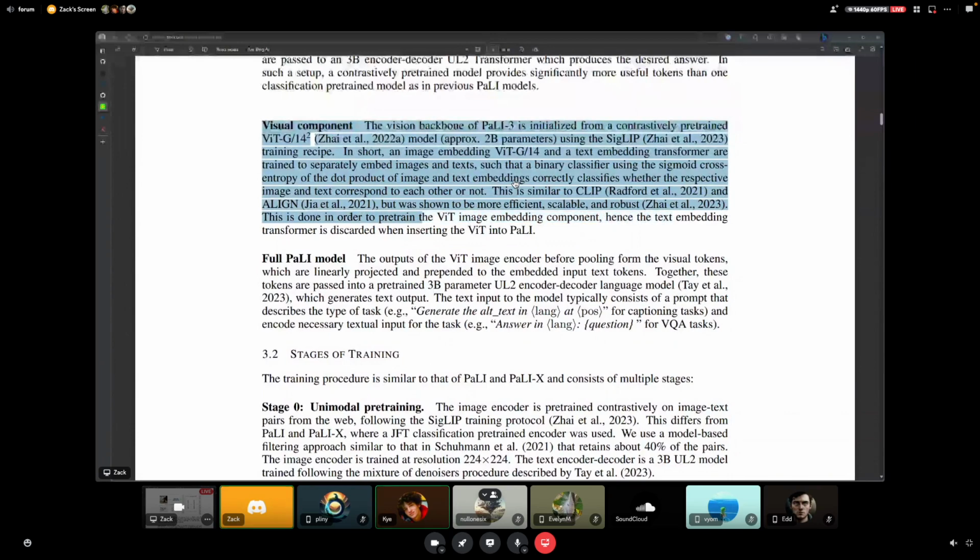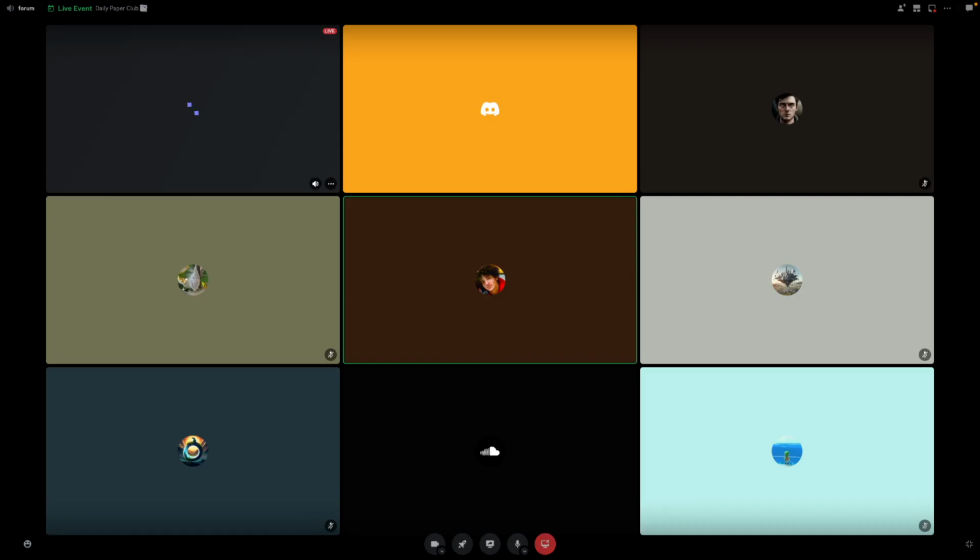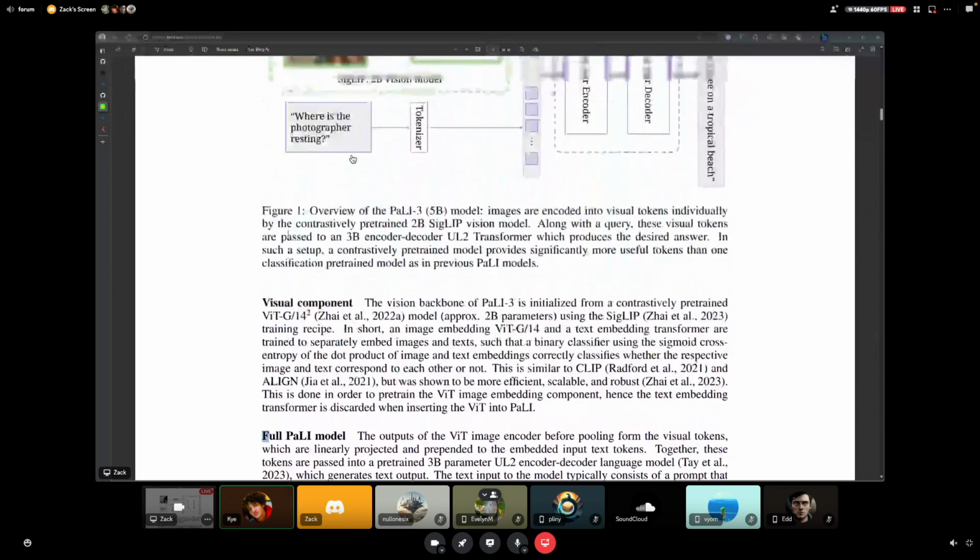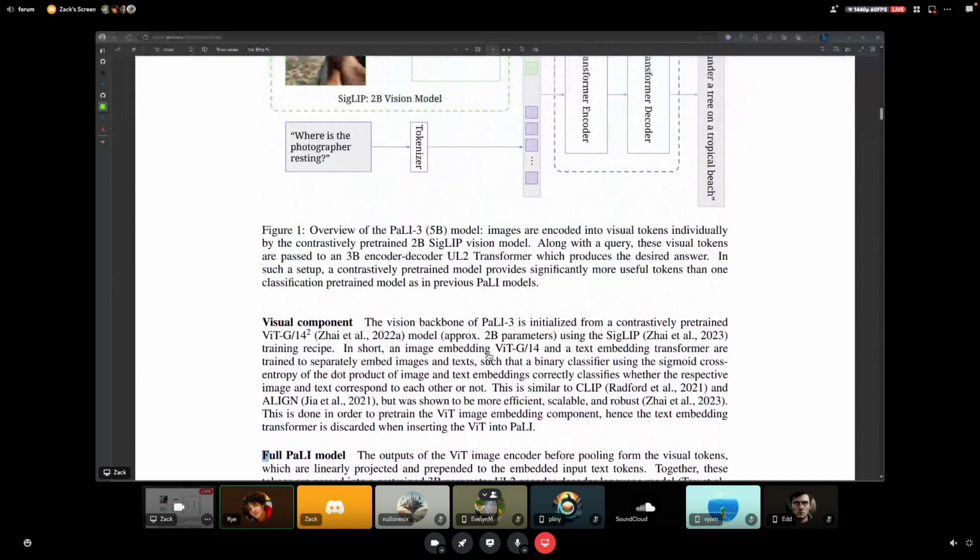Hence, the text embedding transformer is discarded when inserting the ViT into PaLI. Wait, can we go back? Just hold on for a sec. An image embedding by ViT and a text embedding transformer are trained to separately embed images and text, such that a binary classifier using the sigmoid cross entropy of the dot product of image and text embedding correctly classifies whether the respective image and text correspond to each other or not.